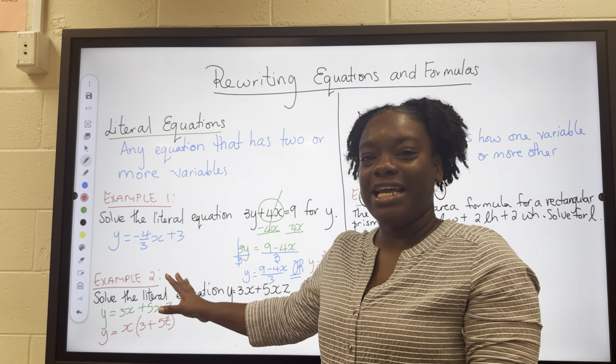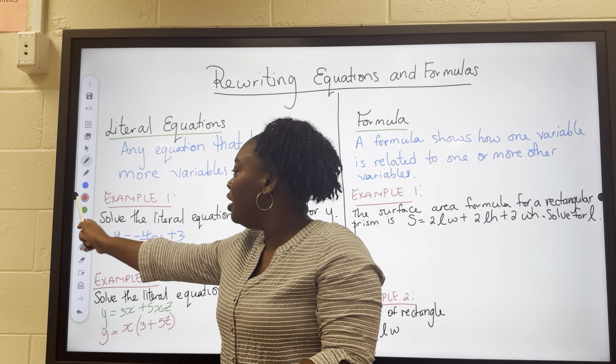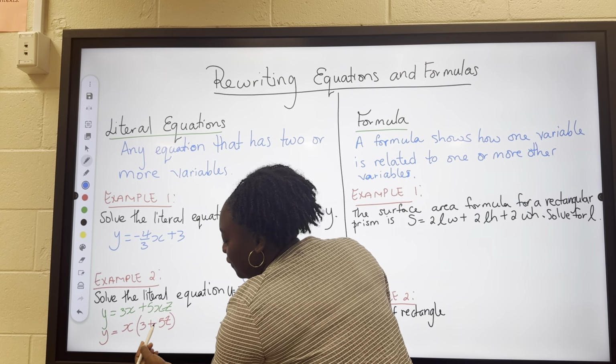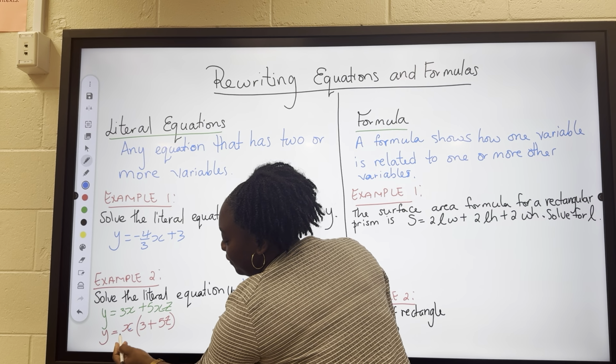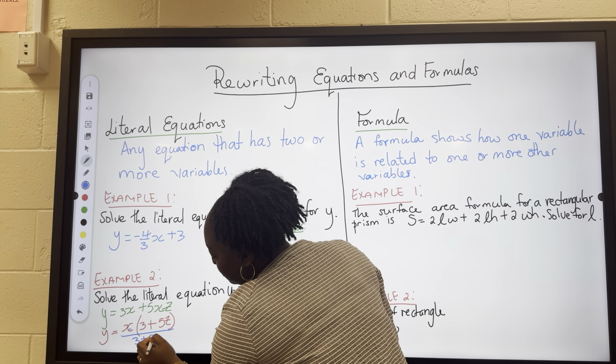Now I have my x isolated, so I can easily get rid of anything else that is there. Let's get rid of this. If you notice, the x is multiplying this, so I can go ahead and divide that.